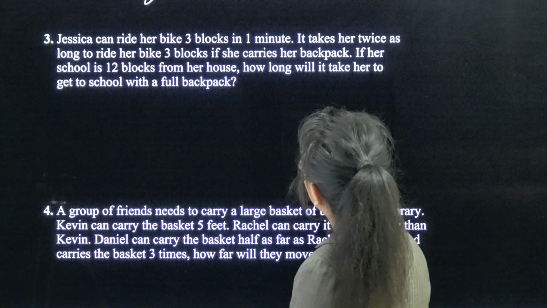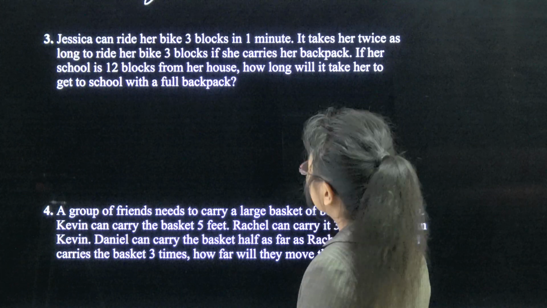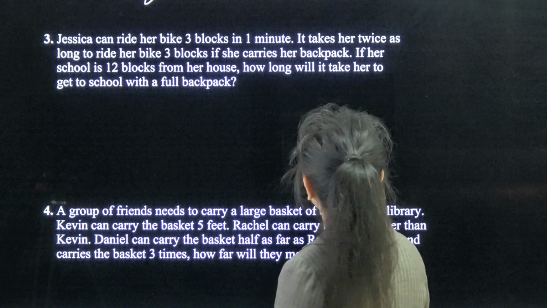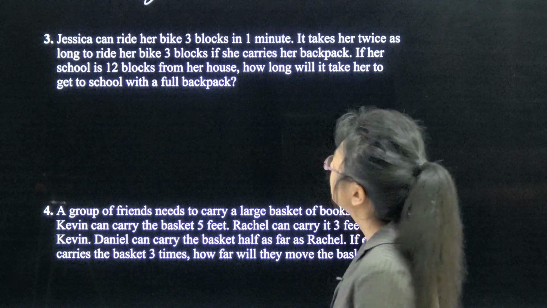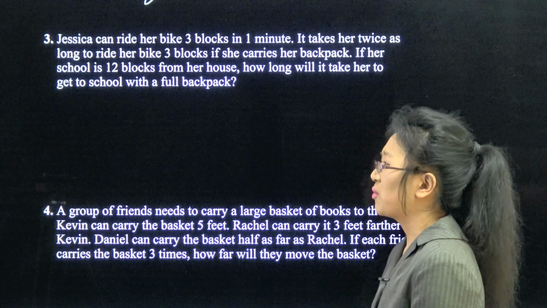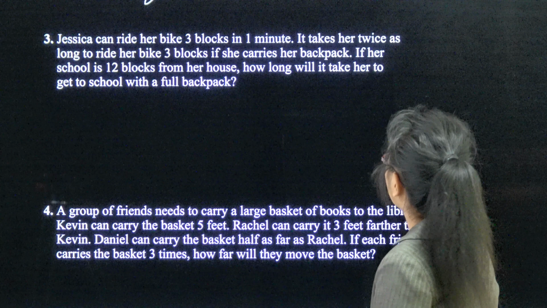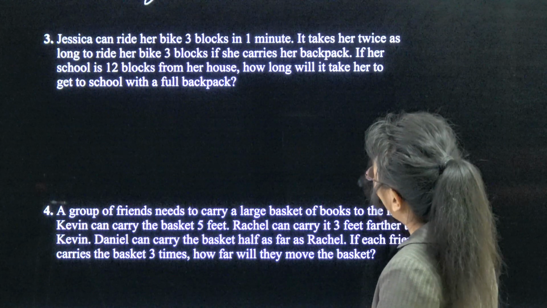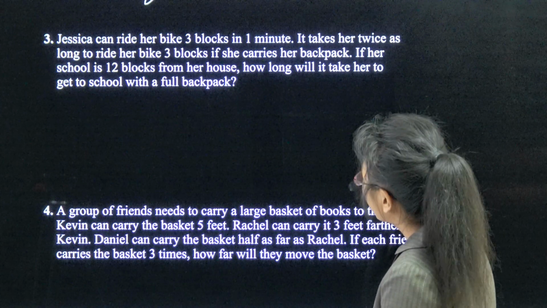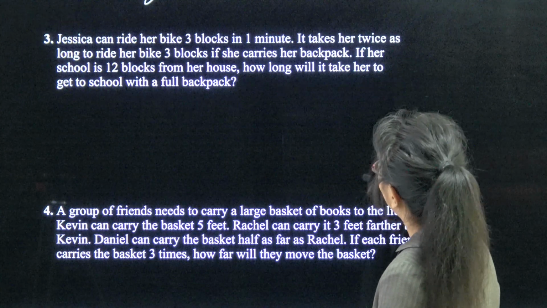Jessica can ride her bike 3 blocks in 1 minute. It takes her twice as long to ride her bike 3 blocks if she carries her backpack. It's riding a bike, not walking, but okay then, I guess. If her school is 12 blocks from her house, how long will it take to get to school with a full backpack?